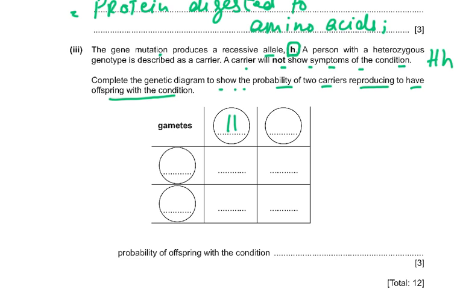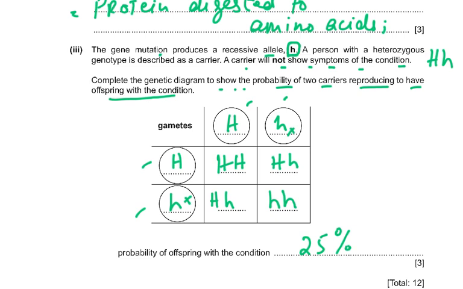So that means it's going to be capital H, small h, and capital H, small h. So this will be capital H, capital H. This will be capital H, small h. This will be capital H, small h. And then this one and this one will be small h, small h. The gametes were of course H and small h because they're both carriers. Offspring will be these four. So the probability of offspring with the condition is only 25%.